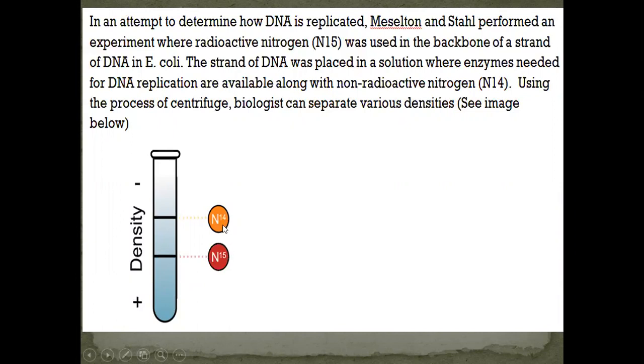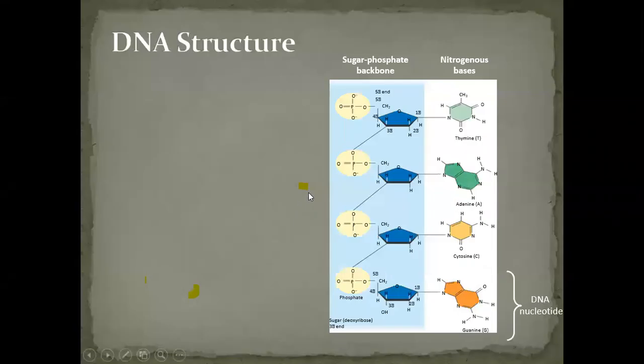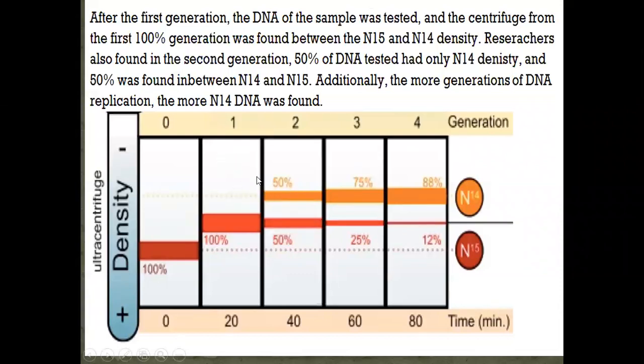Then when they grew it in a culture where only nitrogen 14 was available, that's where you started to see the separation: after the first generation, you got a hybrid, half heavy nitrogen, half light. When they replicated again, you got that one hybrid, but you also got nitrogen 14 on either side. That confirmed that DNA replication is semi-conservative. That's one of the key components of how we figured out how DNA is actually replicated, and that's really what the whole chapter is about. It's a really helpful experiment for understanding that DNA is semi-conservative when it replicates.